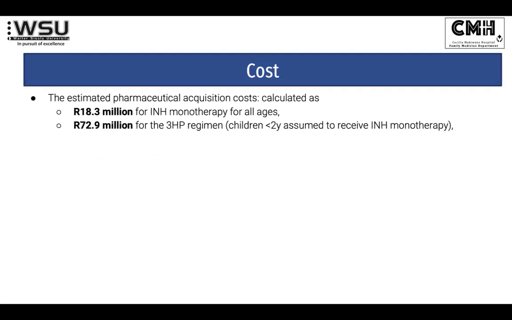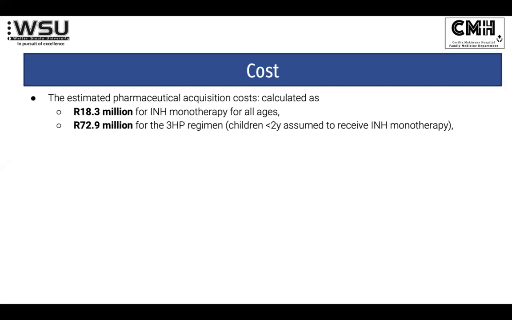So if you look just at the drugs, how much will it cost us to cover? And that 104,000 is the number they were using to do their cost calculations. So if you used INH monotherapy for all ages, so that's 6 months of INH for all contacts, that will cost us 18.3 million per year for that INH. If we use the 3-HP, still using INH monotherapy in the under-5s as recommended in the guidelines, then that will cost us 73 million. So purely from the drug side, 6 months of INH versus 3 months of 3-HP, it's definitely more expensive to use the 3-HP.